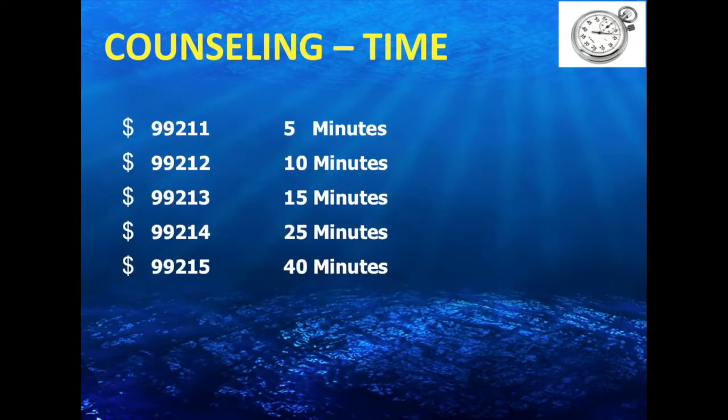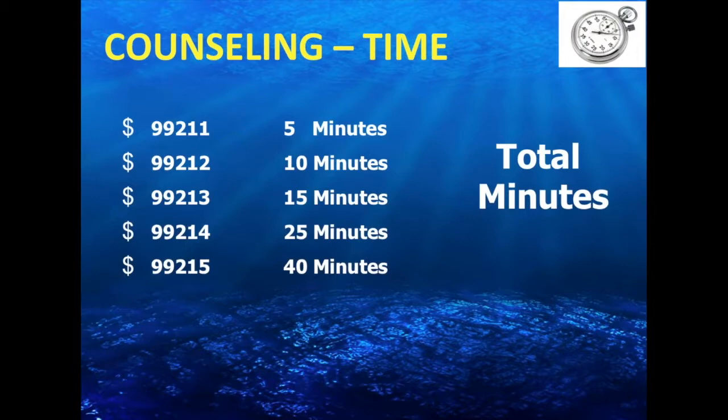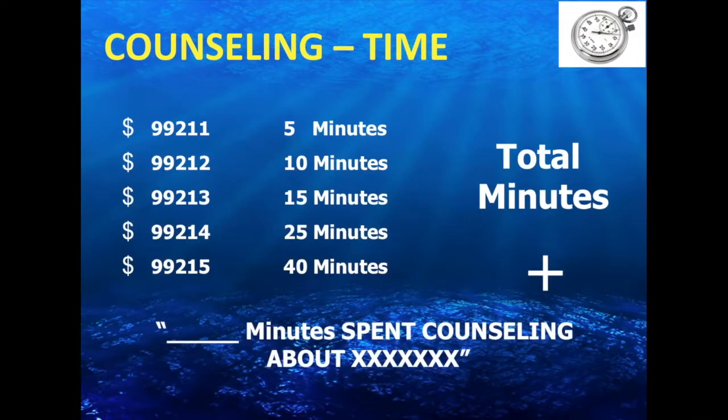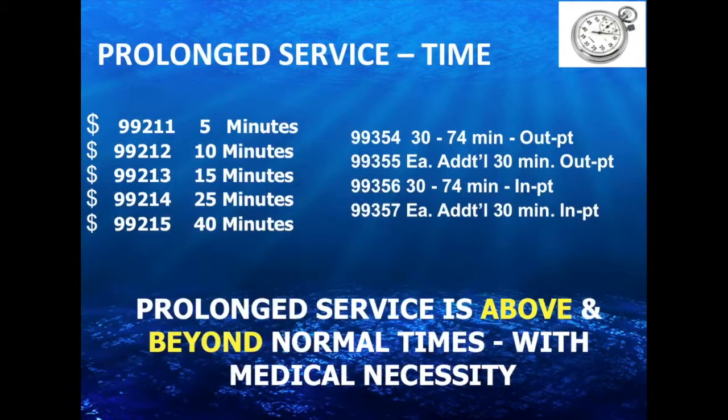Now when we're talking about the E&M codes and the counseling, I'm giving you some examples right there. The 99211, 5 minutes, 99212, 10 minutes, etc. Those are found on my slide rule and in the CPT code book. What we have to document is the total number of minutes and how many minutes were spent counseling and or coordination of care about what. You need to make sure you spell it out for the auditor. Make it so simple that the auditor cannot deny it.